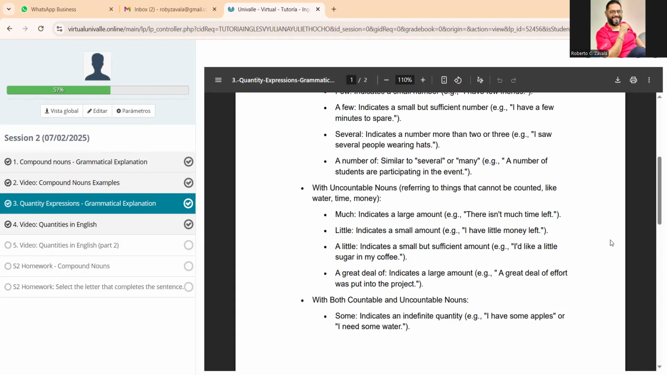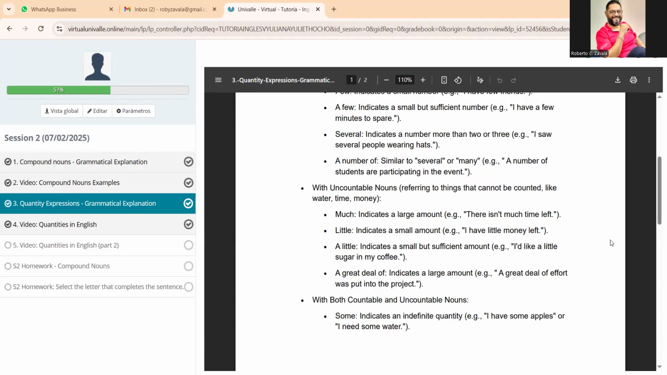Uncountable nouns, or non-count nouns, refer to things that cannot be counted. These nouns do not have a plural form, like water, time, money. The quantity word much indicates a large amount: there isn't much time left. Little indicates a small amount: I have little money left. A little indicates a small but sufficient amount: I like a little sugar in my coffee. A great deal of indicates a large amount: a great deal of effort was put into the project.